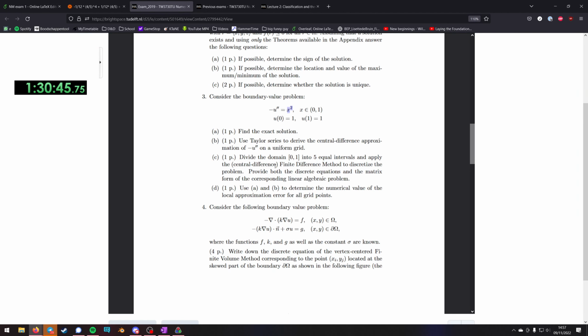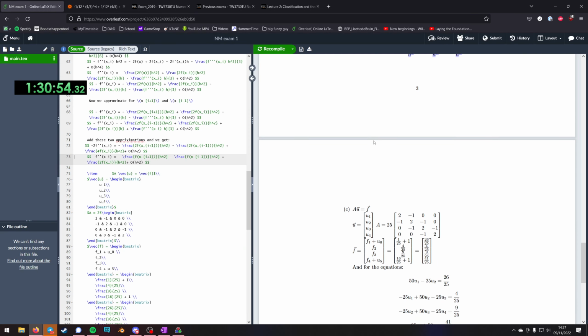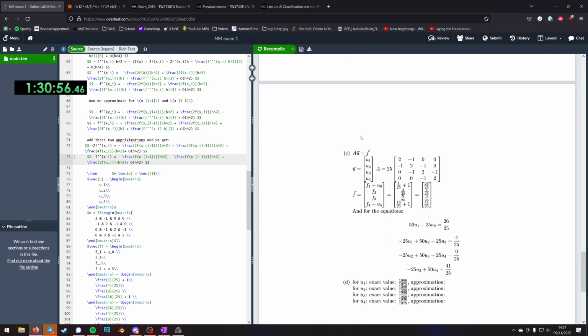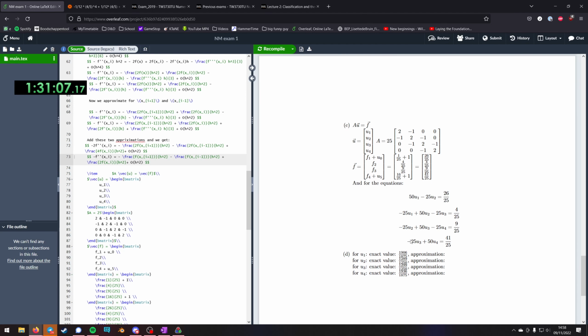Look at the exam again. Numerical value of the local approximation error for all grid points. So the local approximation error is what we approximate the value of the function at that point to be. So what do we approximate u at that point to be? And what is the exact value of u? So that's the local difference, right?